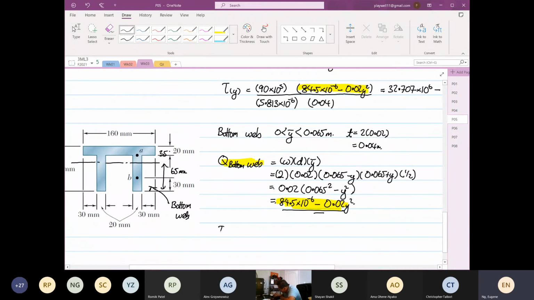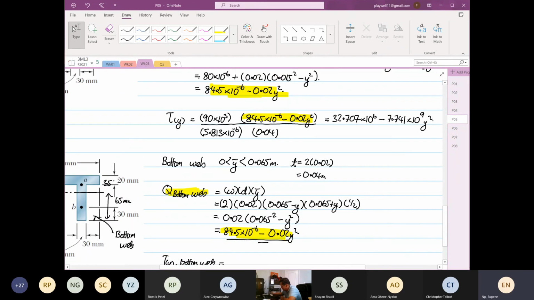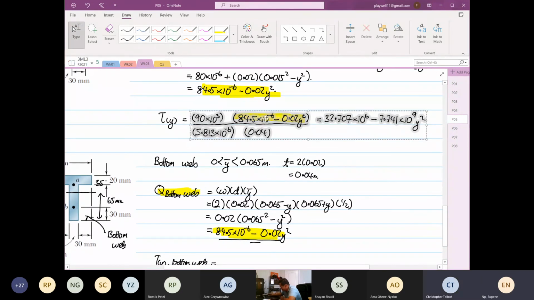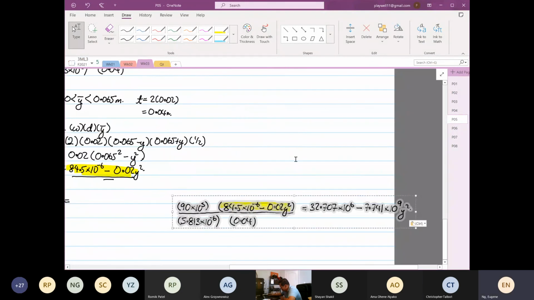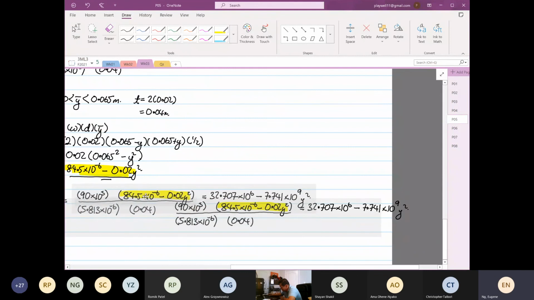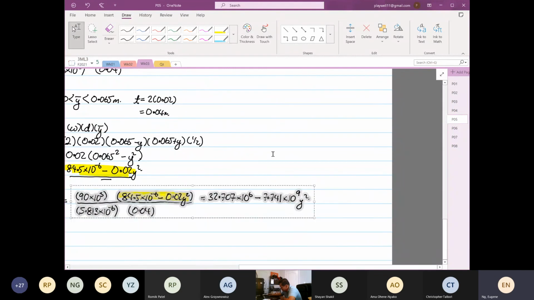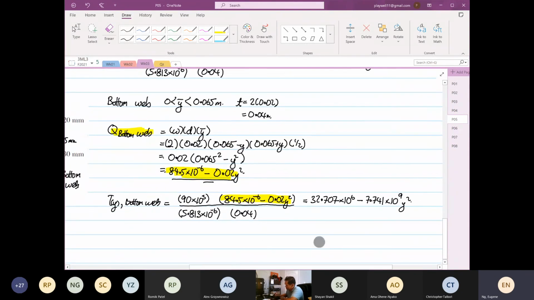So from here, the same thing. The shear stress as a function of y at the bottom web is equal to, so I can cut and paste this thing. It's the same equation. Okay, that's why, listen, this course, what I told you when we started, you have to trust the what? You have to trust the math.